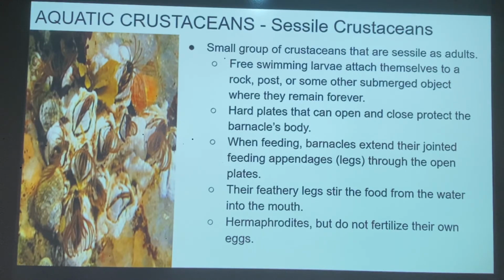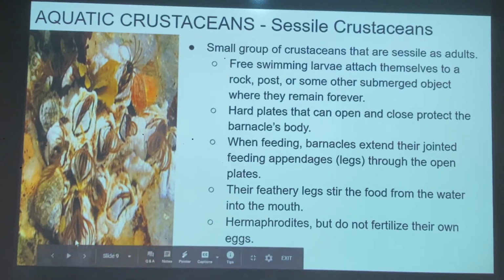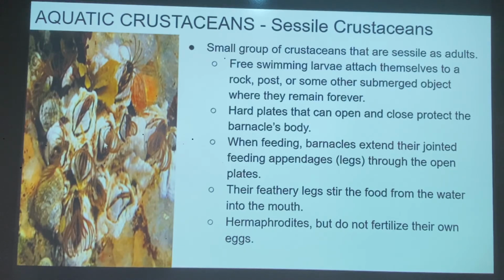They have hard plates that can open and close to protect the body. And then when feeding, the barnacles are going to extend their jointed feeding appendages, or legs, through the open plates. So they almost look like hair or spider legs, kind of. But that's all of their feeding appendages, aka legs. And their feathery legs are going to stir the food from the water into their mouth.